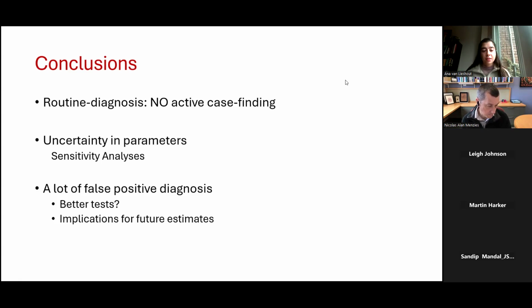And I think it's important to consider this type of result for future estimates of TB prevalence and incidence, because it does have an effect if you're just assuming that all TB notifications are exactly the number of TB cases. You might be overestimating or underestimating actual TB cases. So I think that's what's important about this work.